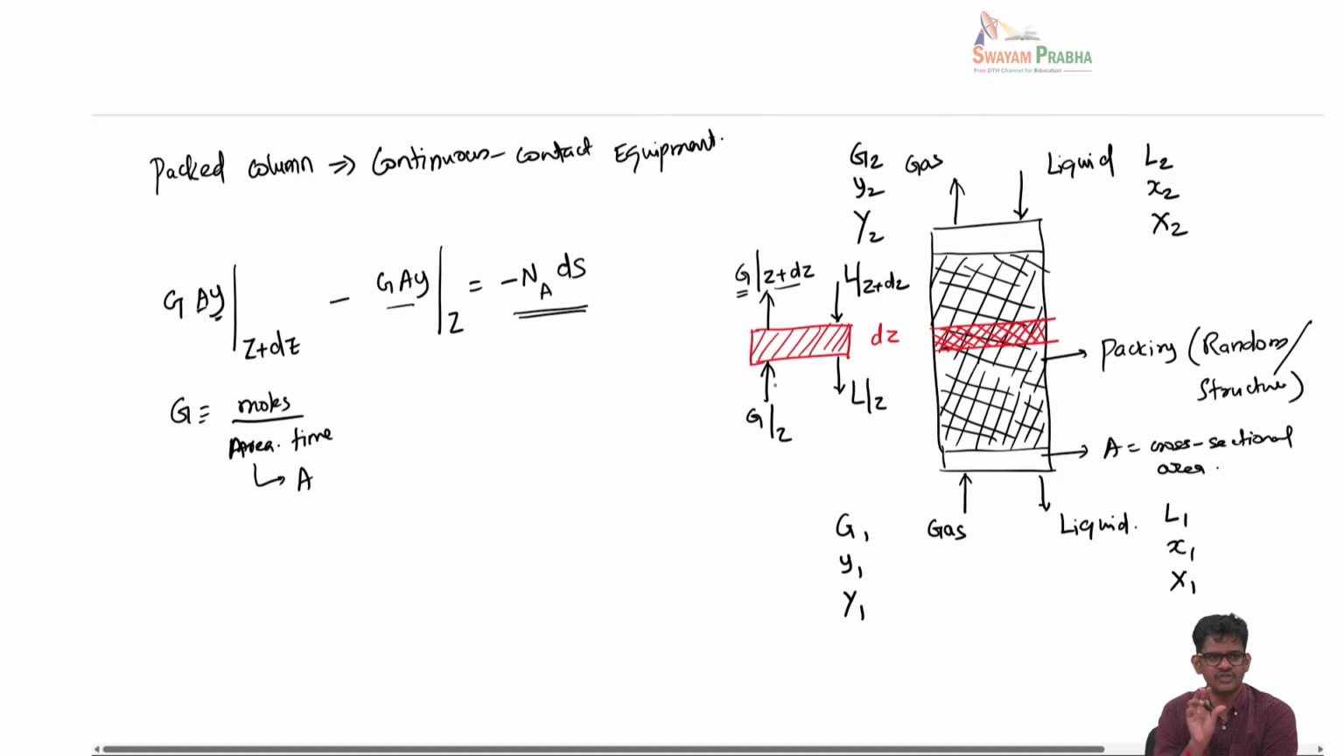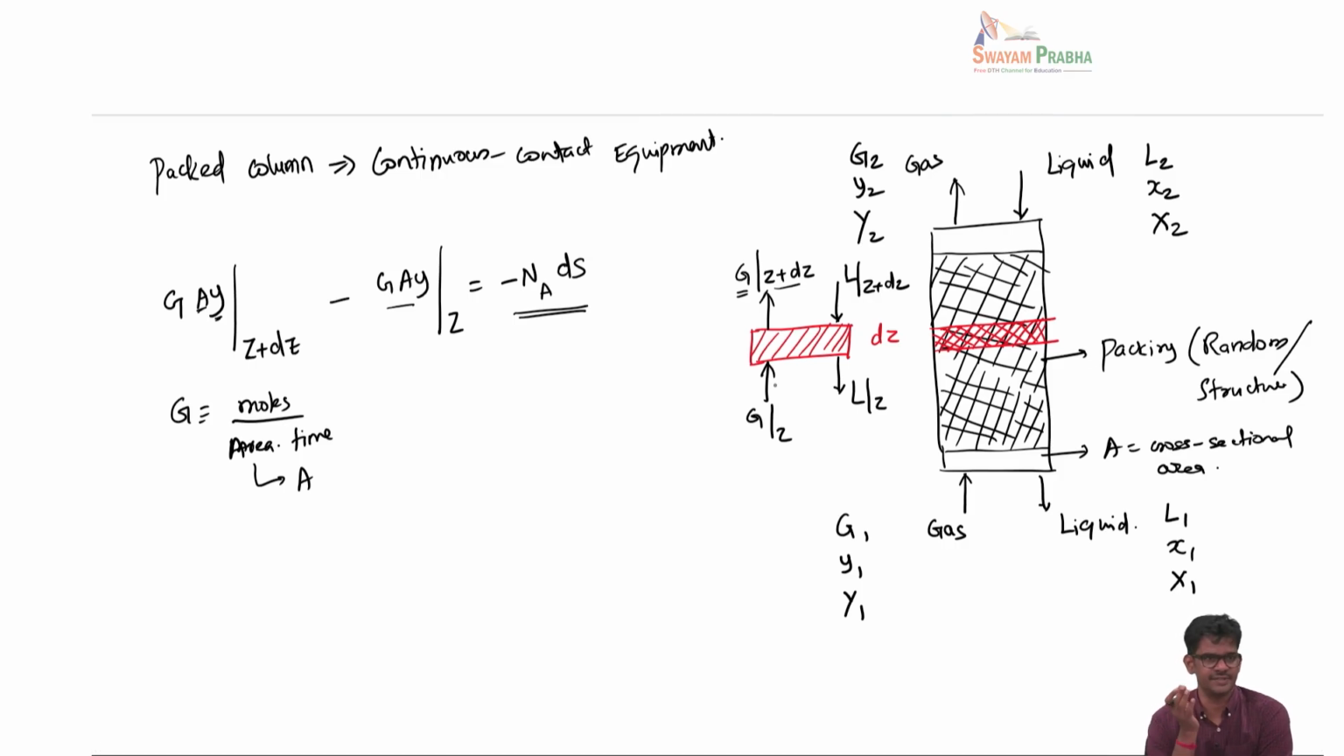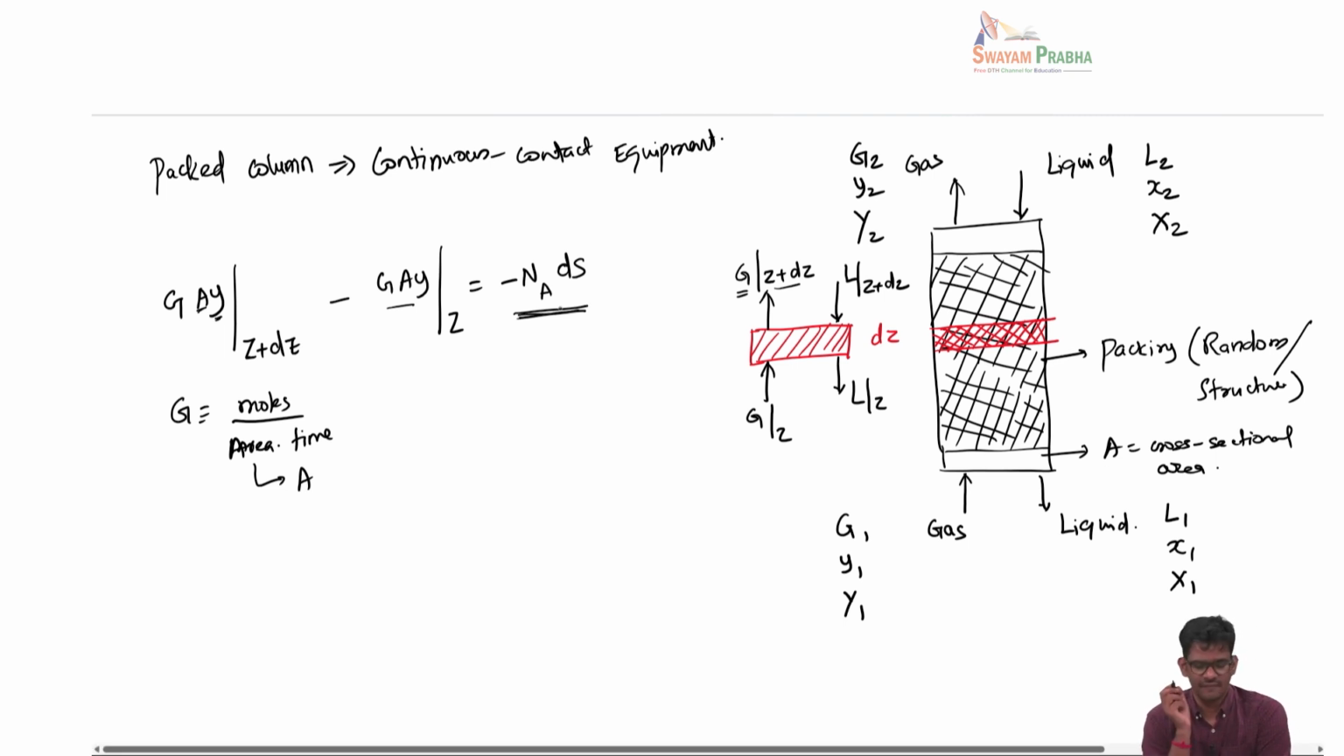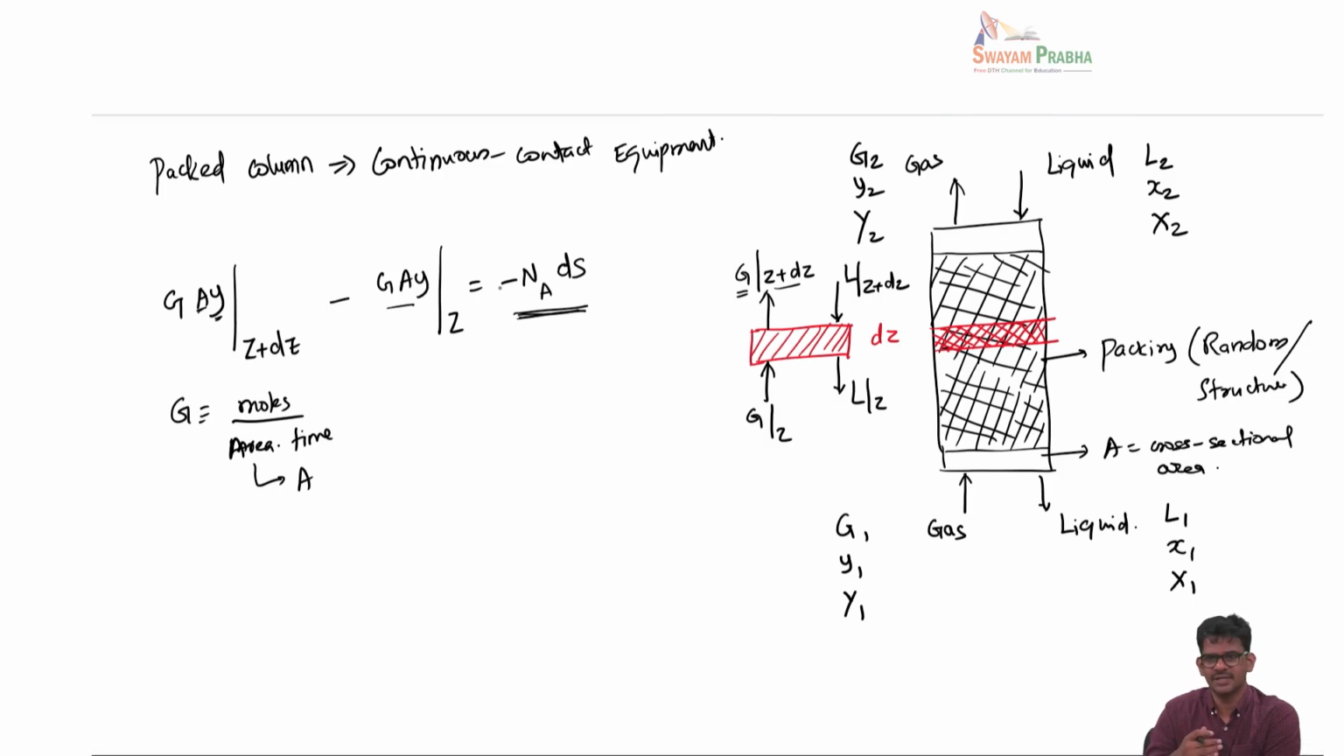So, this is the net change in the total moles of solute A in the gas phase, and that should be equal to the mass transfer rate. When I look at the mass transfer rate, I put a minus sign because I know that for the gas phase, it's an absorption problem. So, the solute is transferring from the gas phase to the liquid phase. So, it is going to be a negative sign because it's losing.